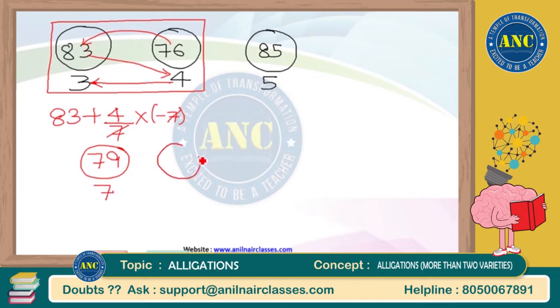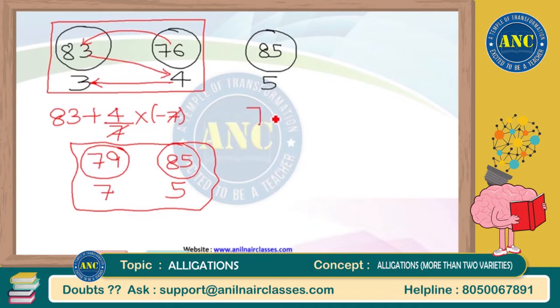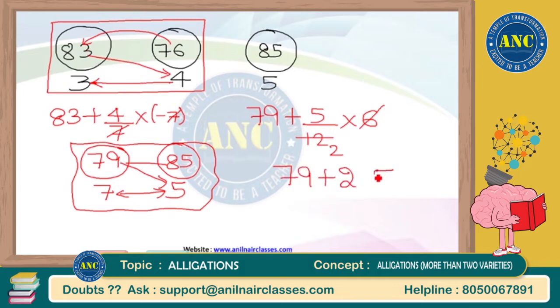Do it with the remaining circle of 85 and 5. Again apply the same logic for this particular box. Same logic. This is 79 plus diagonal element of 79 is 5. Sum of 5 and 7 is 12. Difference of 85 and 79, it is 6. 6 into 1, 6 into 2. 79 plus 5 by 2, 2.5.